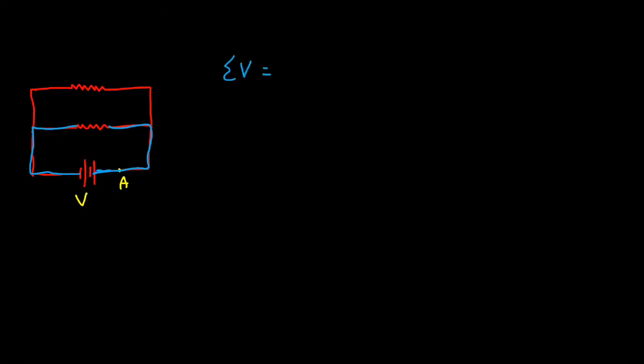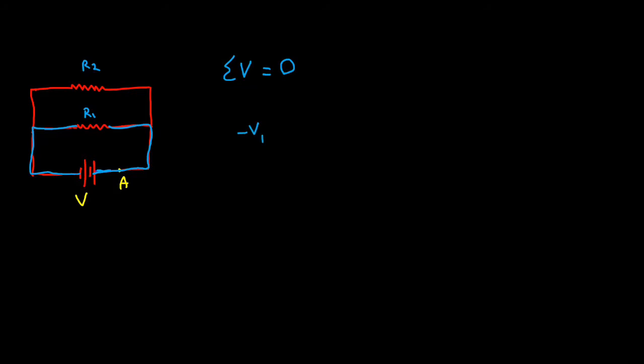And I say again, sigma V should be equal to 0. Let's start. I start from point A again, a charged particle from point A, conventional current, starts moving, going through the wire and getting to, if I name this one R1, resistor 1. And because it's using energy, it's converting energy to different types of energy. So here we have a voltage drop. So I write minus V1.